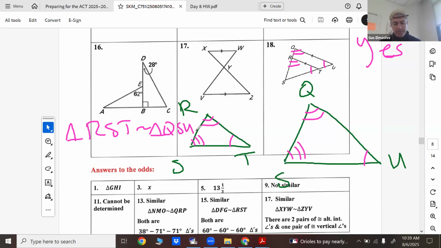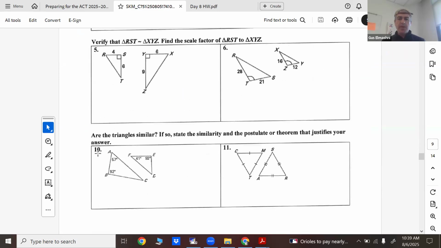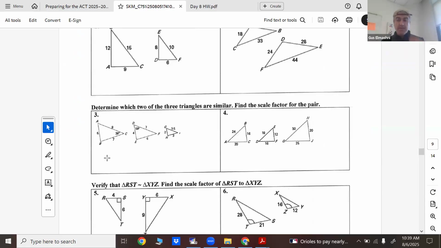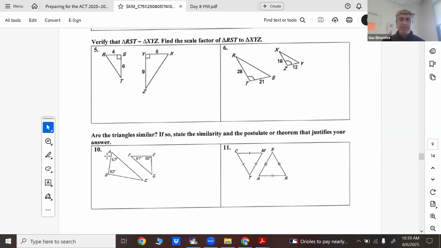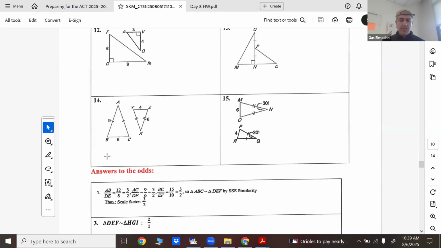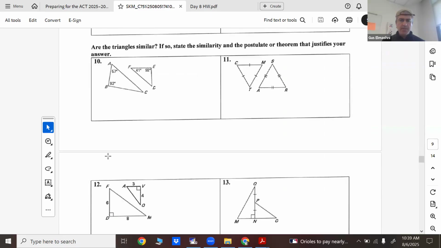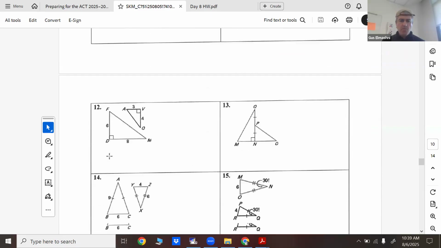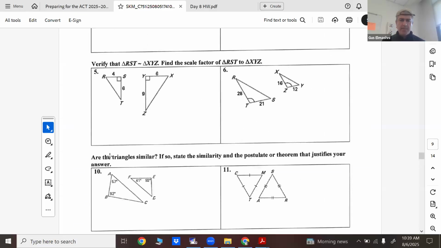Okay, so questions. Nope. All right. So now let's do here, and we're going to just do the evens. So you're going to verify if these are similar or not. Actually, let's do the evens again.